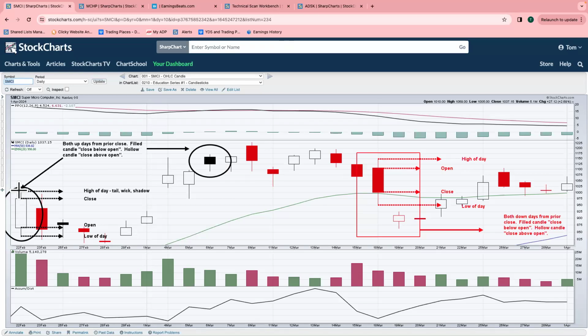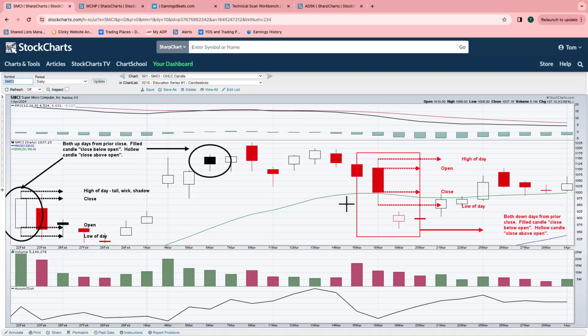So the top of the tail is your high of the day. The bottom of the tail is your low of the day. Hollow candle, you open at the bottom of the rectangle and close at the top. Filled candle, you open at the top and you close at the bottom. Filled, think about it as being bearish. You're closing below the open. Hollow, you're closing above the open.